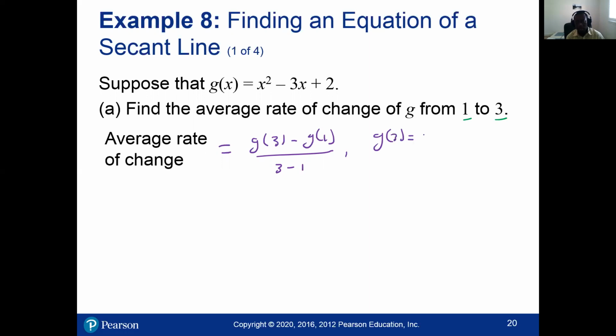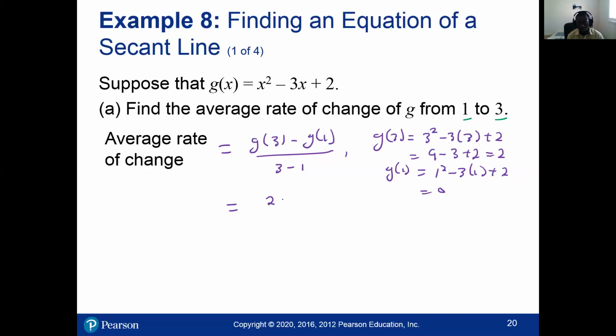Okay, but what is g of 3? g of 3 is going to be 3 squared minus 3 times 3 plus 2. This is 9 minus 9 plus 2, which is 2. What is g of 1? g of 1 is 1 squared minus 3 times 1 plus 2. This is 1 plus 2 is 3 minus 3, which is 0.